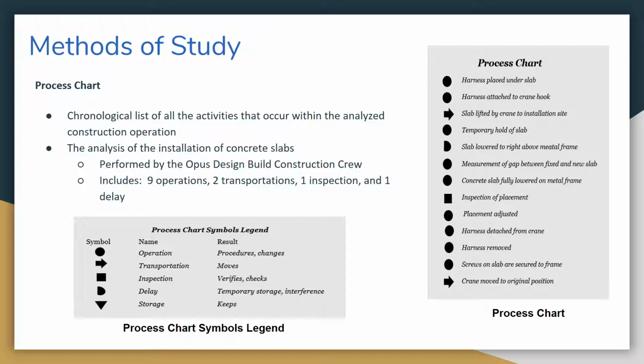The analysis of the installation of concrete slabs performed by the Opus Design Build construction crew omits offsite storage and the transportation of the precast concrete slabs and includes 9 operations, 2 transportations, 1 inspection, and 1 delay, as you can see from the process chart to your right.